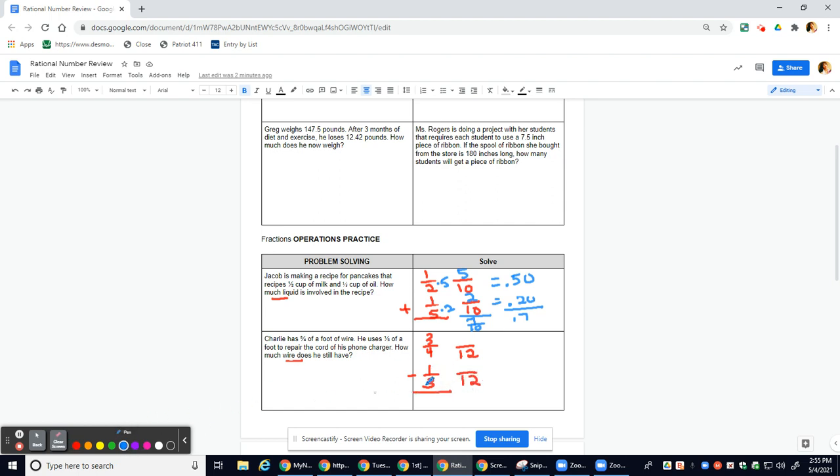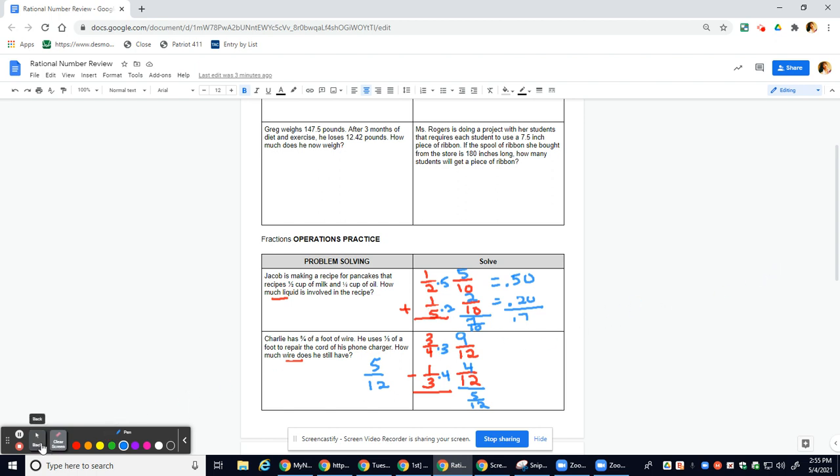So 3 times what gives me 12? Well, I know that would be 4. 4 times 3 gives me 12, and 3 times 3 is 9. So what I have done is I have gotten a common denominator and written the equivalent fractions for that. Now, all I have to do is subtract the numerators. 9 minus 4 is equal to 5 over 12. So how much wire does he still have left? Well, he still has 5/12 of a foot left.